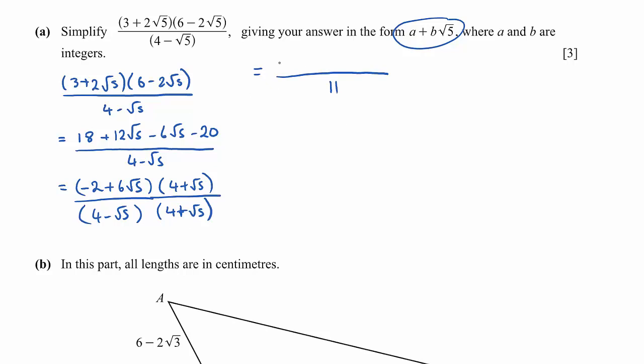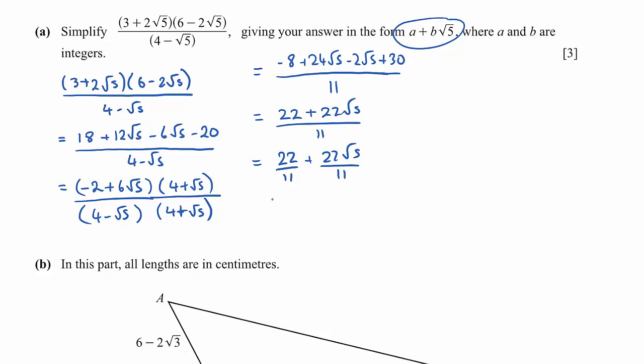And what happens on the top? I'm going to get negative 8 plus 24 root 5, take away 2 root 5, and then add 6 times 5, so that's add 30, which is 30 take away 8 is 22, plus 22 root 5 all over 11, so that's 22 over 11 plus 22 root 5 over 11, which is 2 plus 2 root 5, which is in the correct form now.